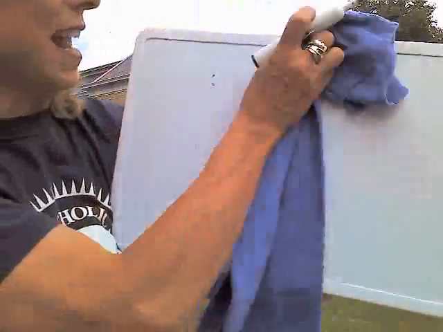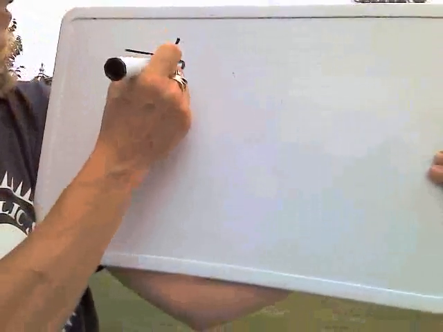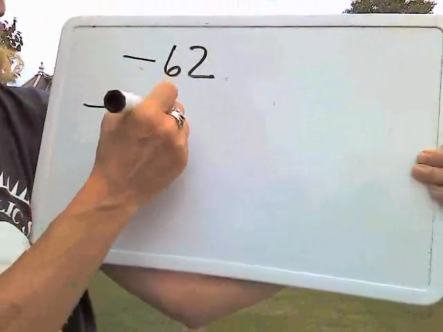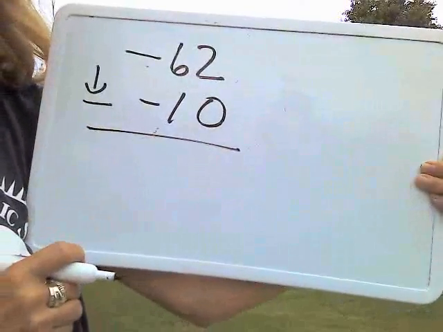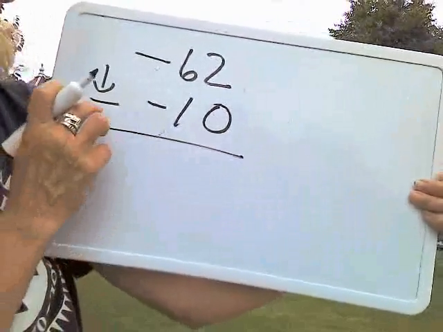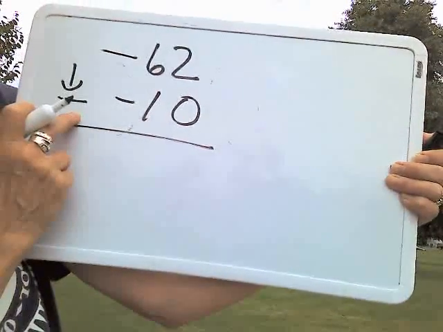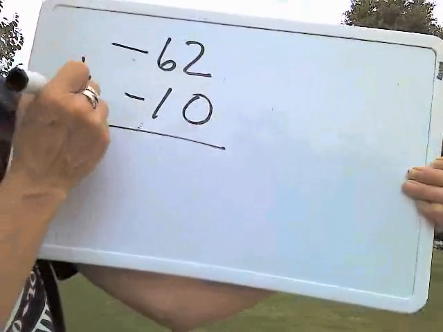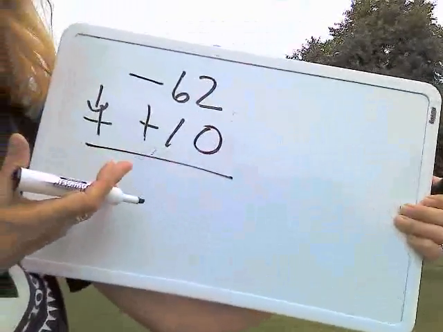Now what if I did have a subtraction problem? What if I had a negative 62 minus a negative 10? Look at that big fat butt sticking out there. You know I say that in class. That's your subtraction sign. Now you have three signs, so that's a subtraction sign. So I need to keep the first one, but change both of these. Keep, change. Now I turned it into an addition.